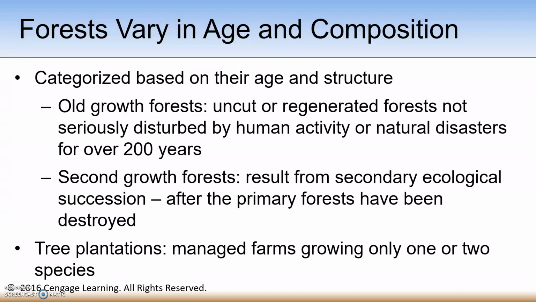Second-growth forests are forests that have resulted from secondary ecological succession after the primary forests have been destroyed, maybe from a volcanic eruption or from a forest fire. You have second-growth forests resulting from those, or people coming and cutting down all the trees. Tree plantations are managed tree farms growing only one or two species of trees.